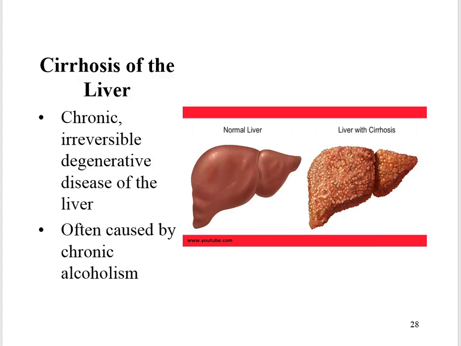Okay, this is the diseases and conditions of the digestive system, part 2. We're going to start off with cirrhosis of the liver.